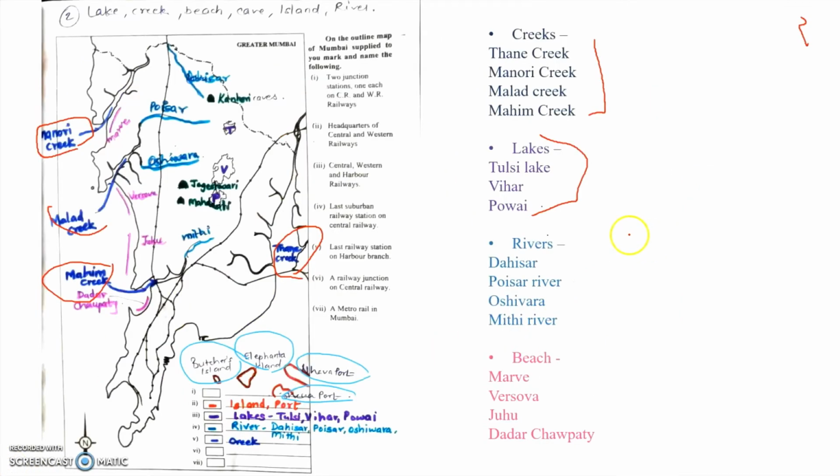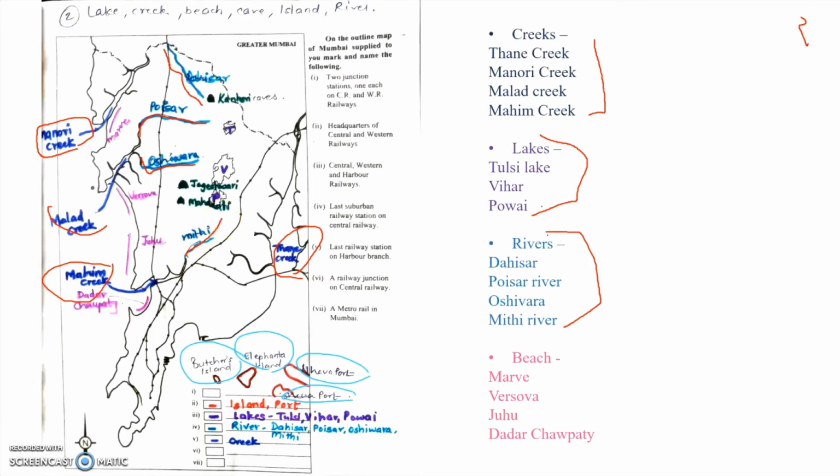Now let's go to rivers. Dahisar, Poisar, Oshiwara, Mithi. See, don't miss out the sequence. Dahisar, Poisar, Oshiwara and Mithi river. You can see Dahisar river here. Okay, so near Dahisar station, you can draw Dahisar river. First fold, Poisar river. Second fold, Oshiwara river. And Mithi river is here.